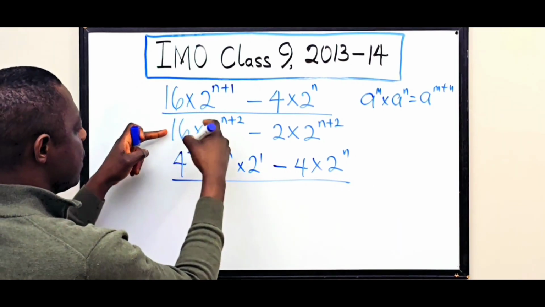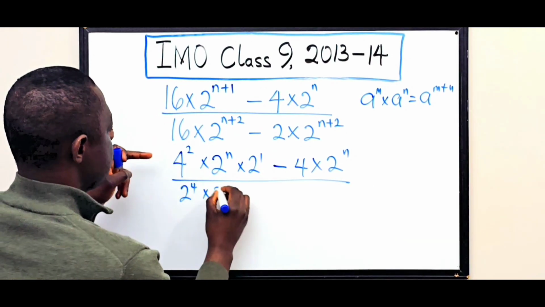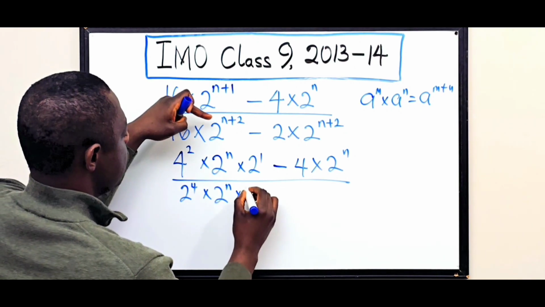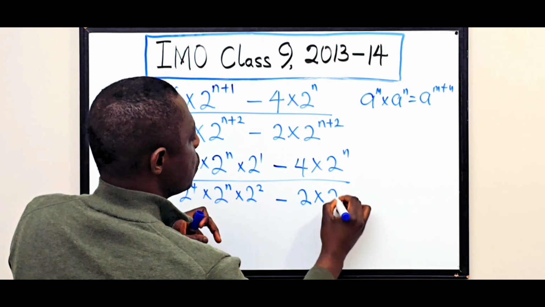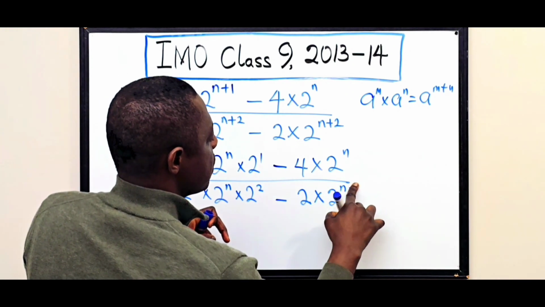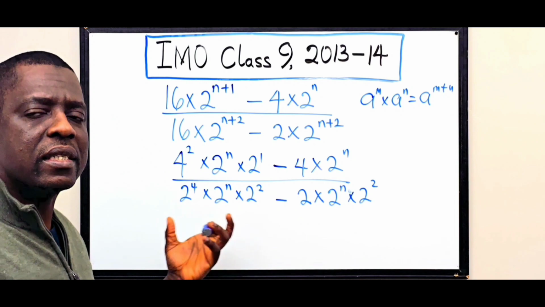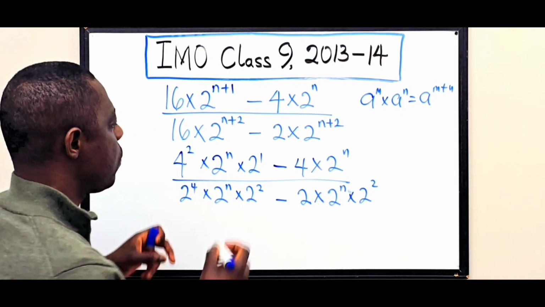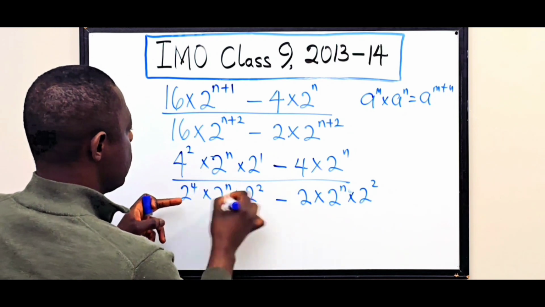over, if you do the same thing here, this is the same thing as saying 2 raised to power 4 times 2 raised to power n times 2 raised to power 2 minus 2 times 2 raised to power n times 2 raised to power 2. If you look at this, we make this easier for ourselves. In that way, we know that all these are contained in here and all these are contained in here.